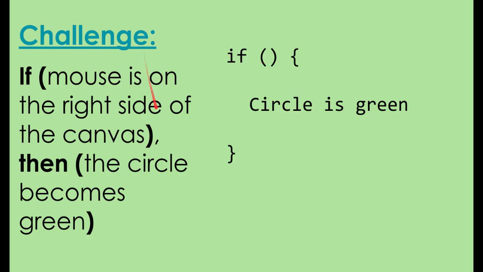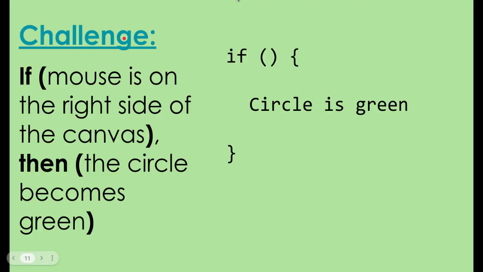So I would like this to happen today. You'll see that when I'm over here, it's white, and when I'm over here, it's green. If the mouse is on the right side of the canvas, the circle becomes green. And I want you to pause this video and think about how would I know if the mouse is on the right side of the canvas?